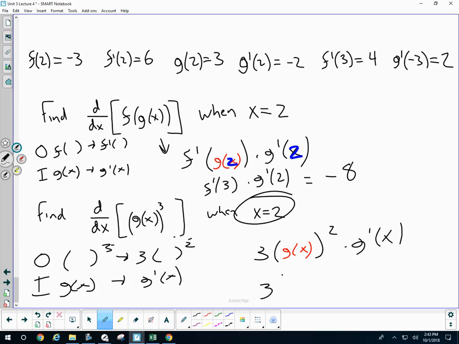When x is 2, g of 2 is 3, g prime of 2 is negative 2. 9 times 3, 27 times negative 2, negative 54.